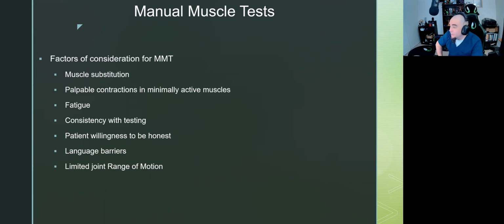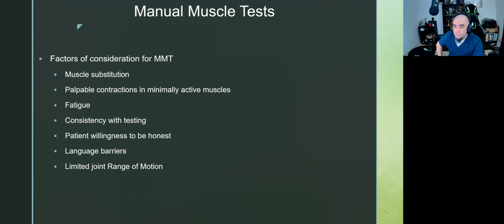Now, if we have an athlete, we may be testing that. We may be testing to see how their strength is after they've performed. That just depends upon what our goals are. But for the most part, we're going to test range of motion and strength before they do any other activity.